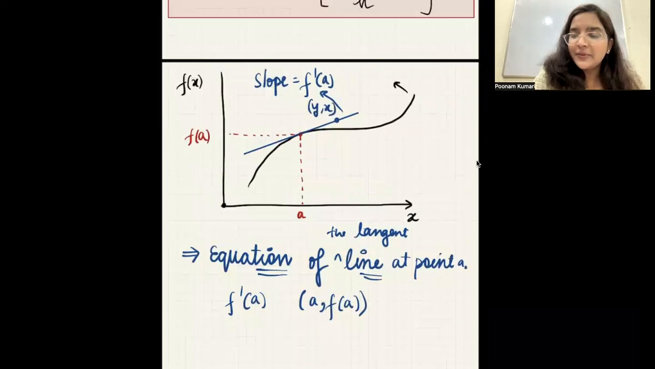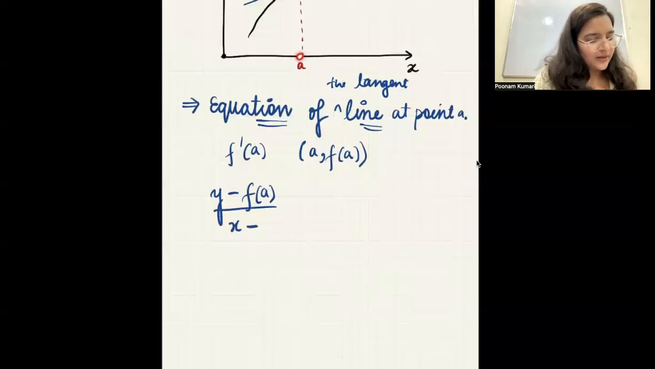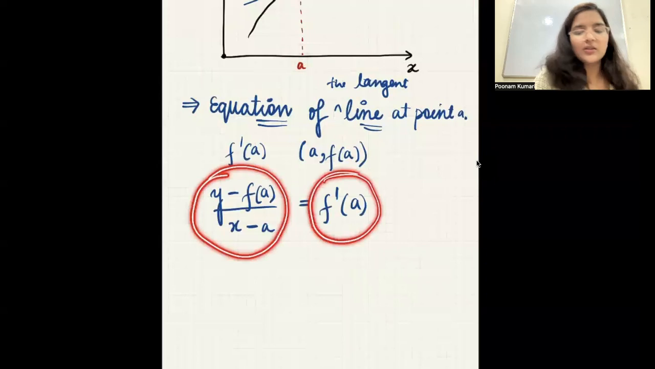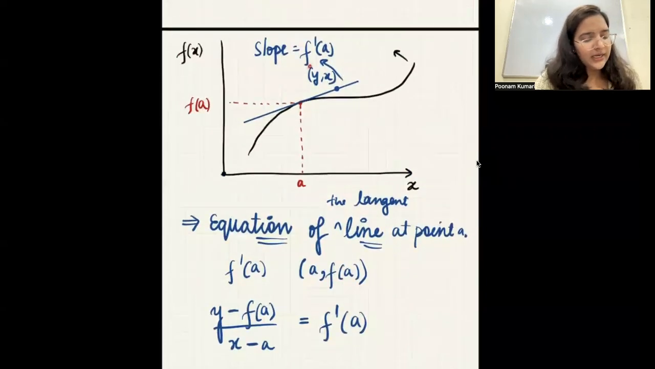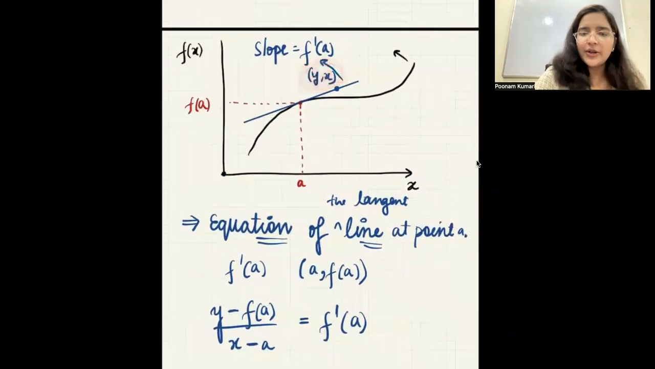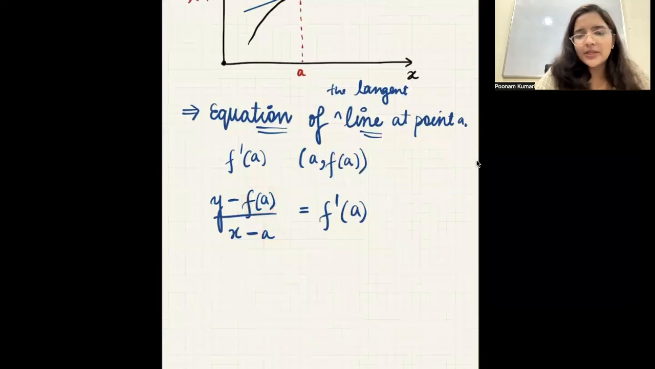And I have to find the equation for this y comma x, so what will it be? y minus any point on this line which is f of a, divided by x minus, what was the point here? A, right? And that should be equal to the slope of this line, which is f prime a, right? So you just take this ratio and equate it to the slope. So that's what we did. Y comma x is any general point on this line. So what we did was, we put a passing point of our line here, and then just equated it to the slope.